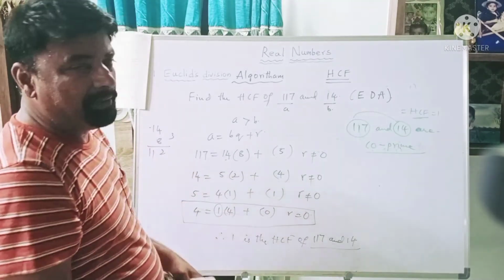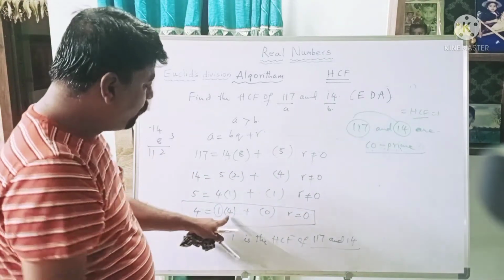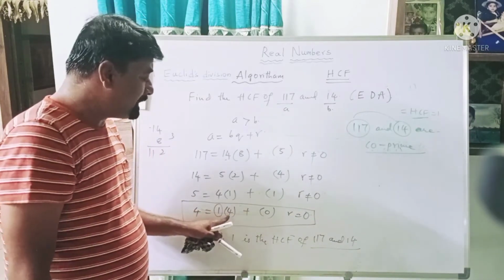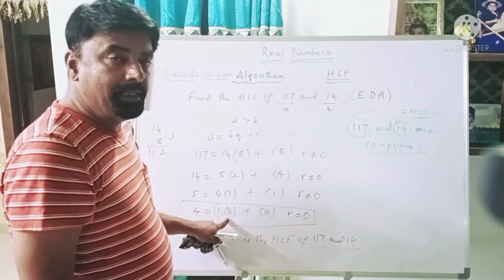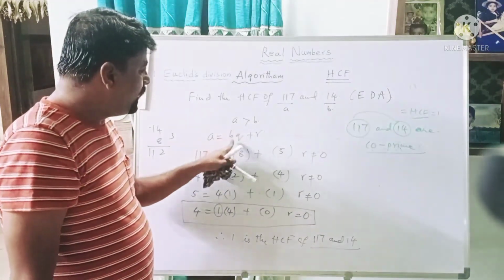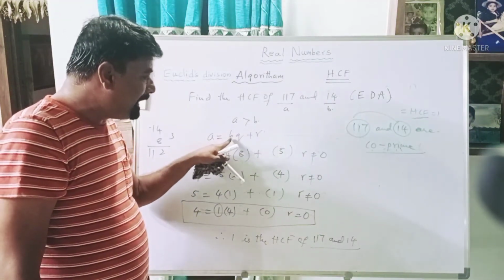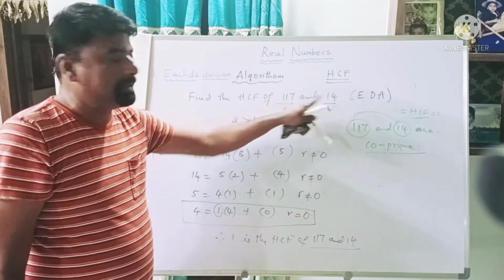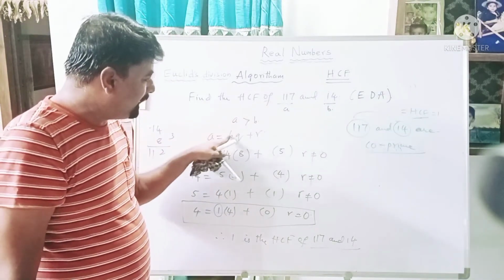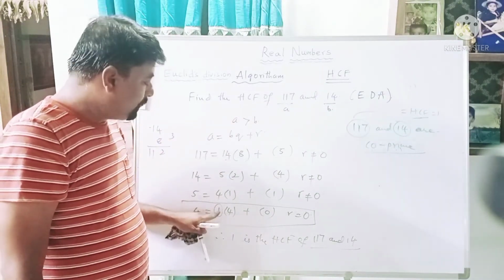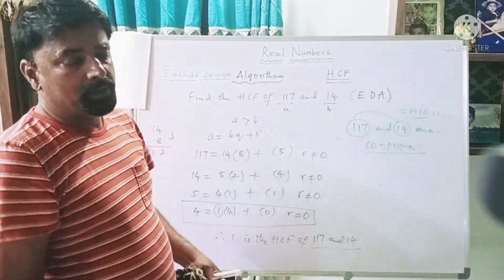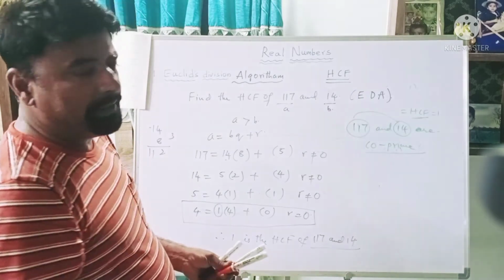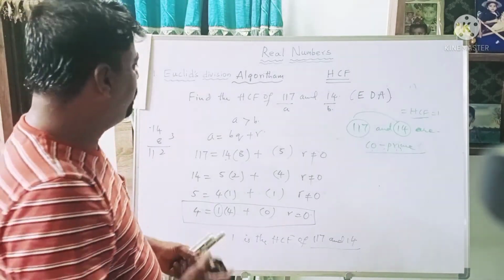But some students will make a mistake beta. They will write 4 as the HCF beta. 4 is the value of Q. It is the Q, it is not the value of B. So I already told you, if R is equal to 0, B is the HCF of these two numbers. Therefore, according to my statement here, B value is 1 beta. So 1 is the HCF of 117 and 14. So like this, you can take any two numbers and find the HCF of the given two numbers beta.